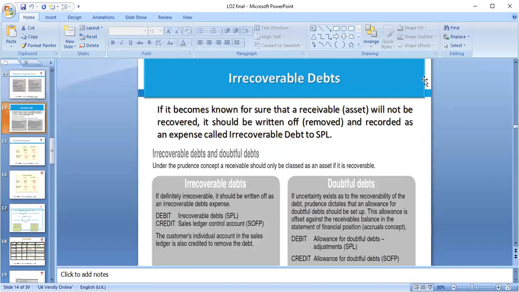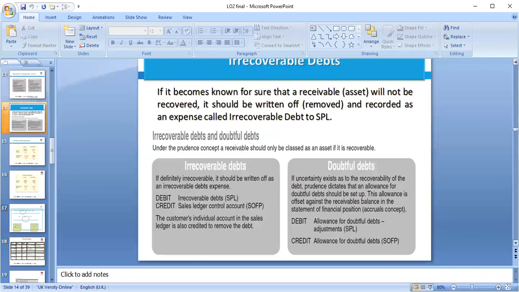Okay, so irrecoverable bad debts: any bad debts which we can't recover should be adjusted in the financial statements, because it is very crucial to show all these facts and figures true and fair. Irrecoverable means we can't recover, or we are creating allowances for doubtful debts, and we'll make adjustments accordingly.